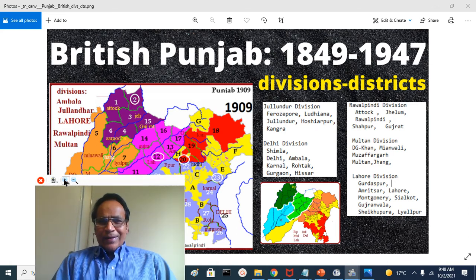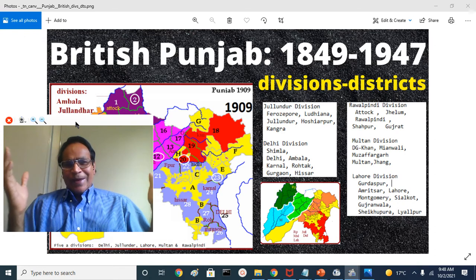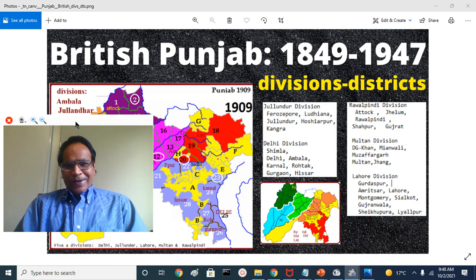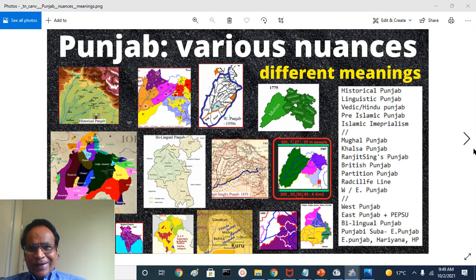This is a continuation of our exploration of our fascinating Punjab. There is no other historic region in the entire planet Earth like it. Punjab is so fascinating, and I will endeavor to bring you the fascination of knowing our great land, Punjab, from South Asia, and we'll talk about various nuances of Punjab in later lectures.